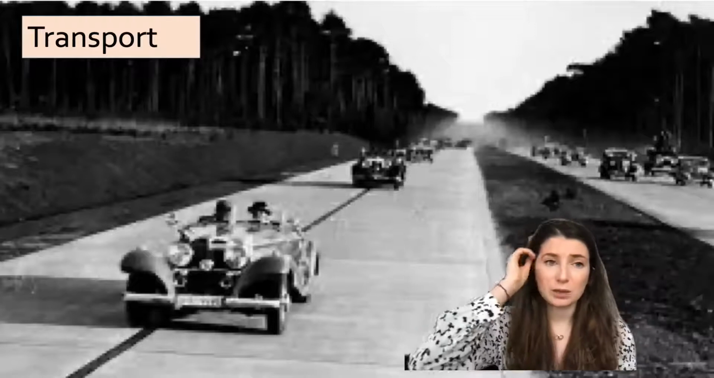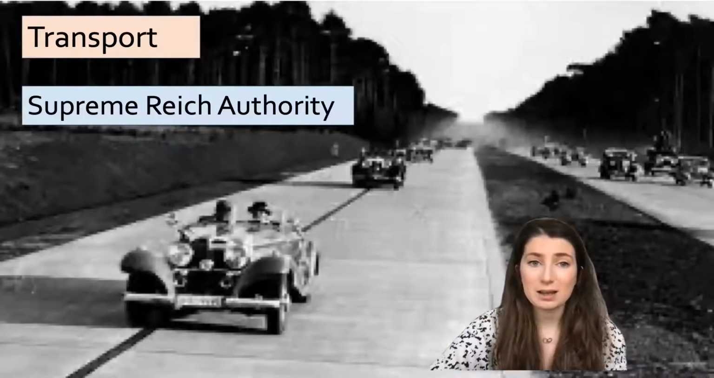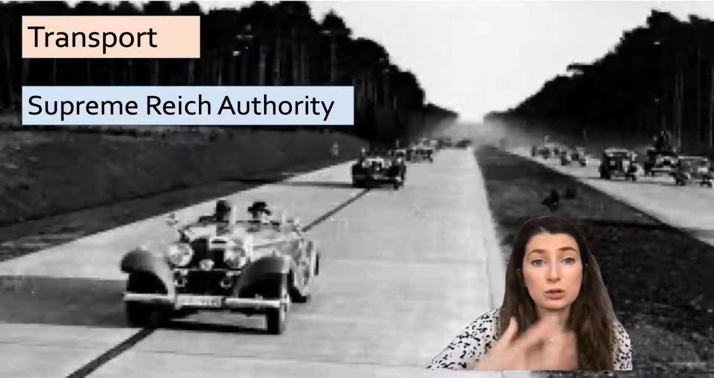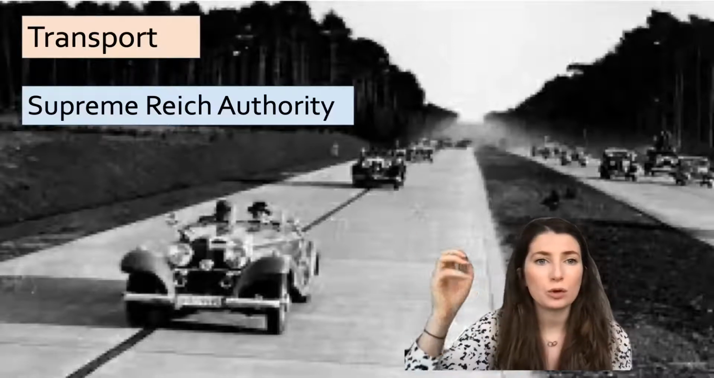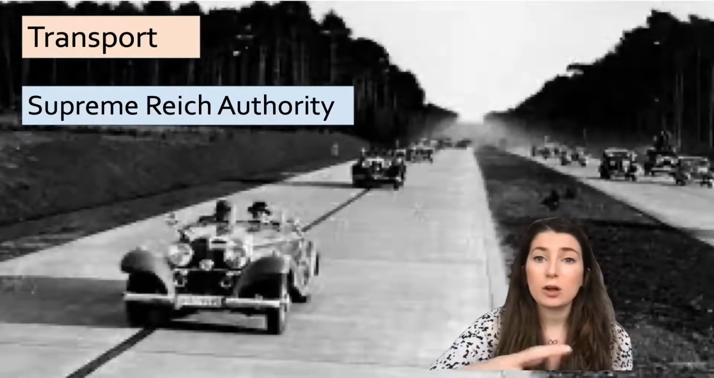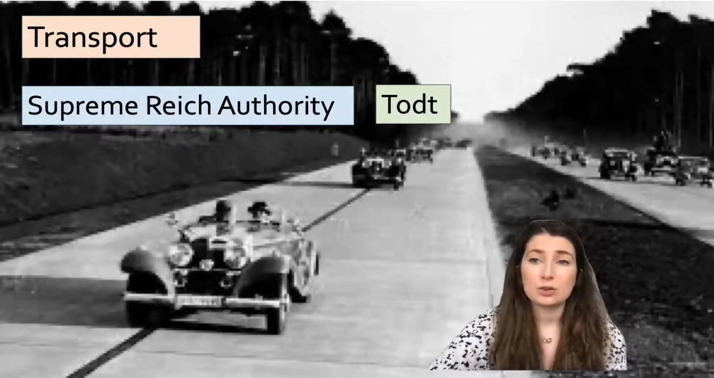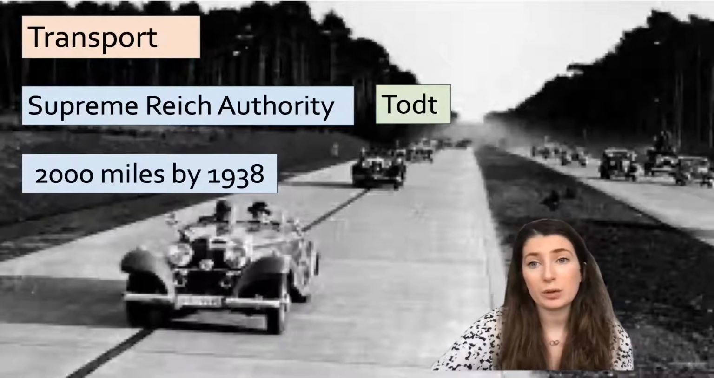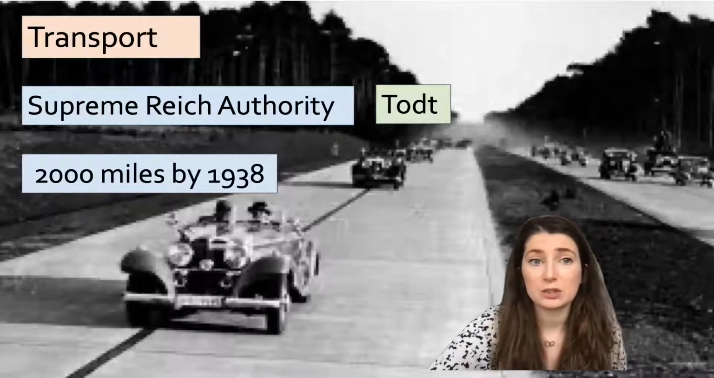Now, the next section I'm going to go over is transport. So there was a great Nazi effort into a massive autobahn creation scheme that symbolized the new Germany. It was used in propaganda to symbolize this new moment of economic prosperity. The roads were built by the Supreme Reich Authority under Todt, and 2,000 miles were built by 1938, which boosted employment and stimulated car production. It also emphasized German prestige.